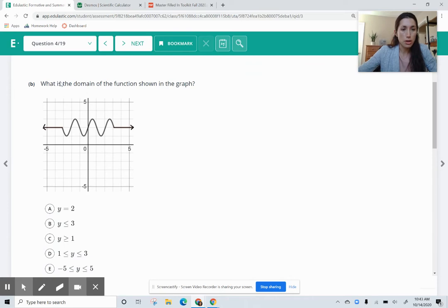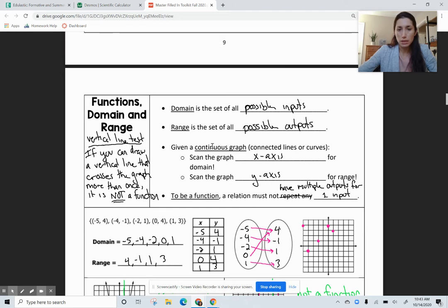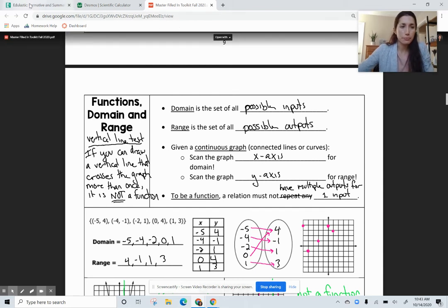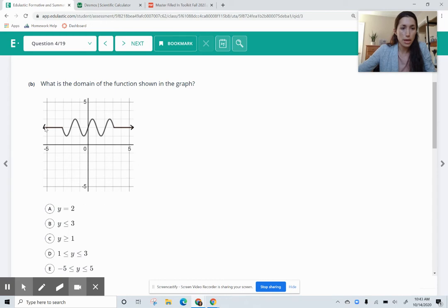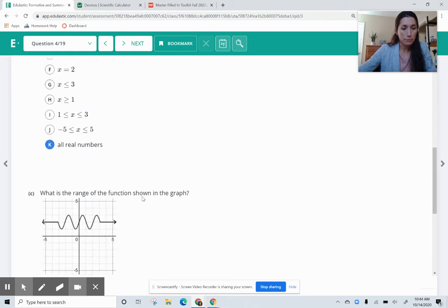And so for this graph, we're looking for the domain. And let's remind ourselves to find the domain given a continuous graph. We want to scan the graph for the x-axis. So we're going to kind of look from left to right, the x-axis. So if we look at our graph here, the domain, from left to right, well, I've got an arrow going to the left forever, and I've got an arrow going to the right forever in both directions. So this is all real numbers. So I'm going to click on all real numbers here.